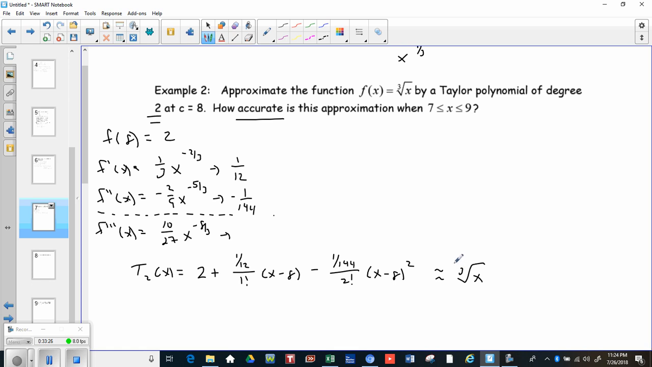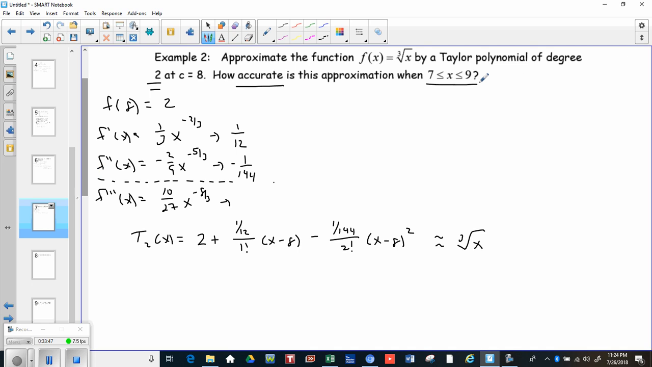We are not supposed to evaluate this at anything. We want to know how accurate this approximation is going to be on the range from 7 to 9. Well, the idea is we've got to figure out which one of these endpoints is going to give us the largest degree of error. So in order for us to do that, we need to figure out which one of these is going to give us the largest value when we plug it in here. You don't actually have to know the value right now, but what you do need to do is this.